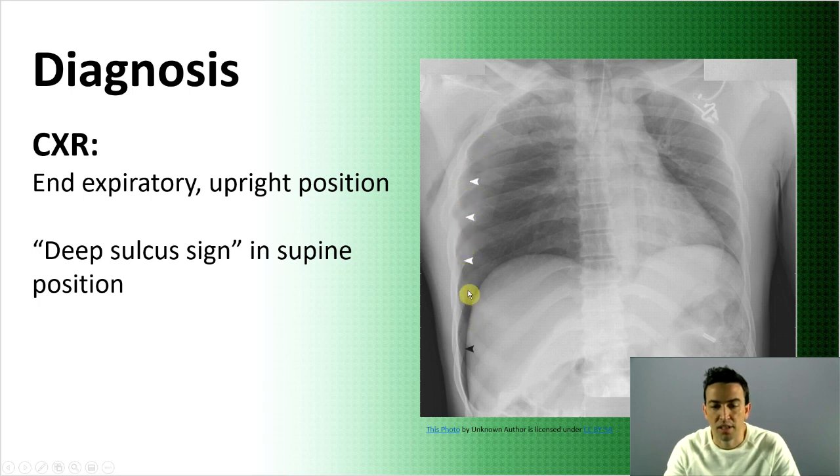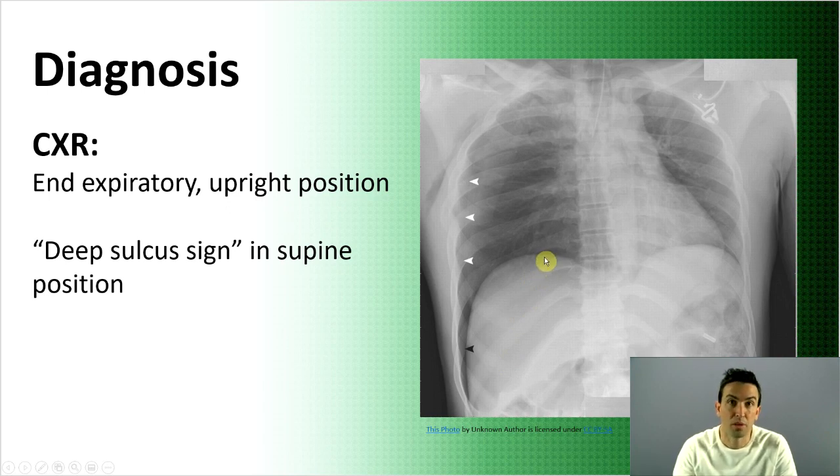So if you see a chest x-ray like the ones before, it's pretty easy to get keyed in on what the diagnosis is to make the right answer. But if they give you a chest x-ray that looks like this, know that a deep sulcus sign is indicative of a pneumothorax, and they're probably looking for either tube thoracostomy or something down that pathway.